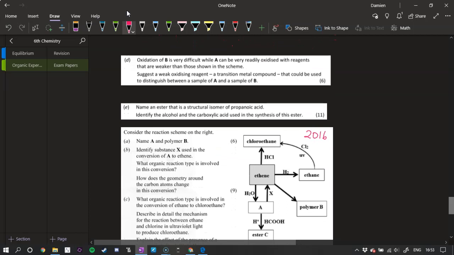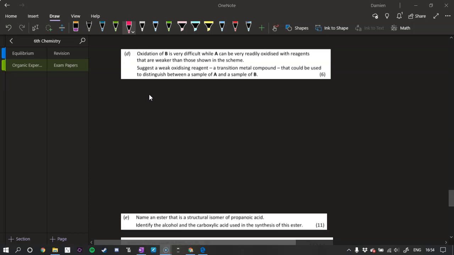The oxidation of B is very difficult, while A can be very easily oxidized with reagents that are weaker than those in the scheme. Suggest a weak oxidizing reagent, a transition metal compound, that could be used to distinguish between a sample of A and a sample of B. Okay, let's clear a bit of space here. So in this question, you're being asked how do you distinguish between a sample of A and a sample of B? In other words, how do you distinguish between an aldehyde and a ketone?